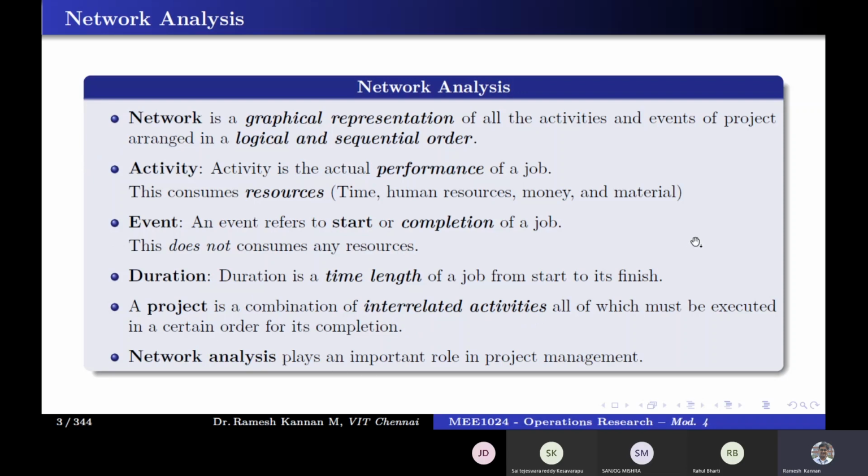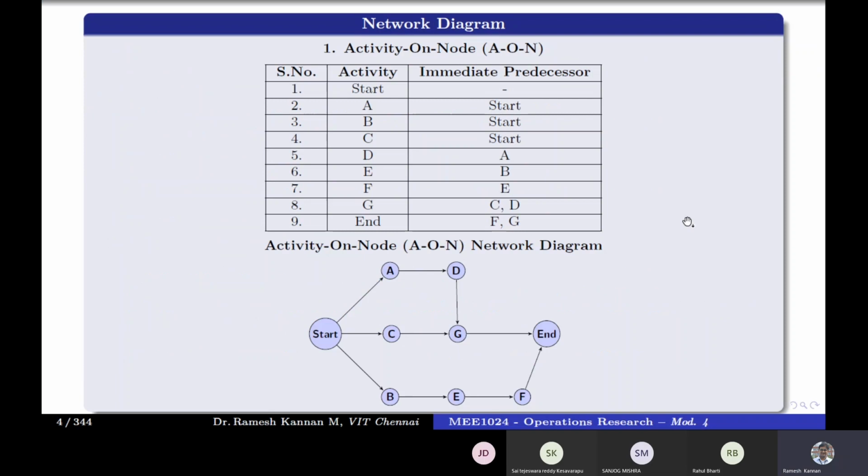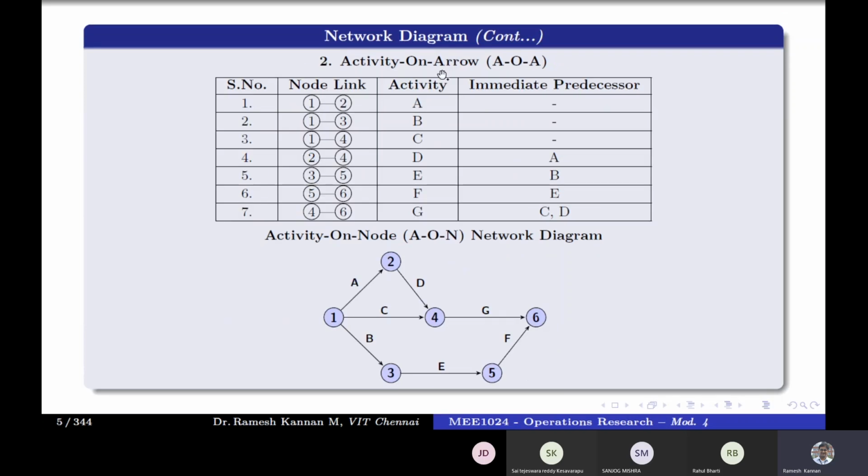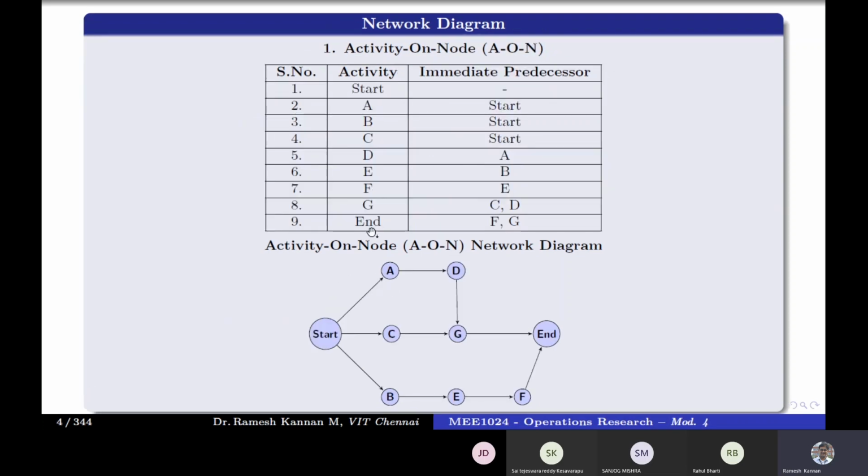and network analysis is used to analyze the particular project network. There are two types of networks. One is called activity on node, abbreviated as AON. Another one is called activity on arrow. Generally all our civil engineering and manufacturing engineering come under activity on arrow. Activity on node is for computer processing and something like that.